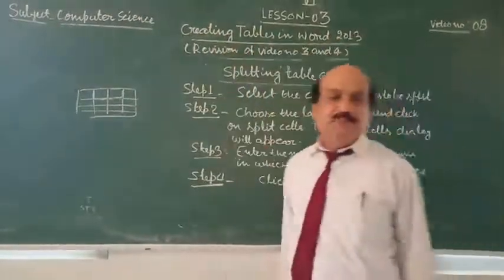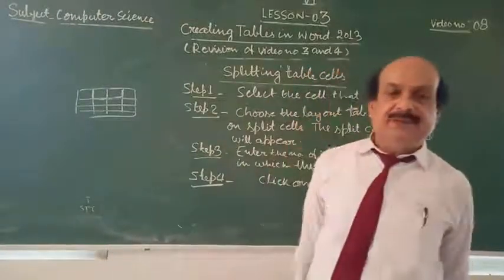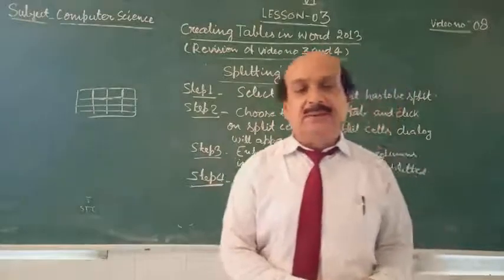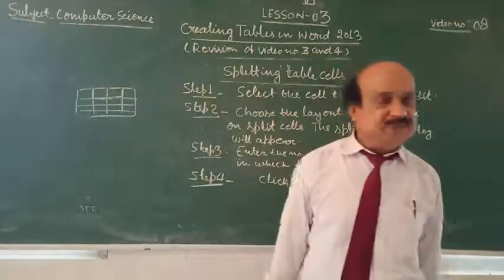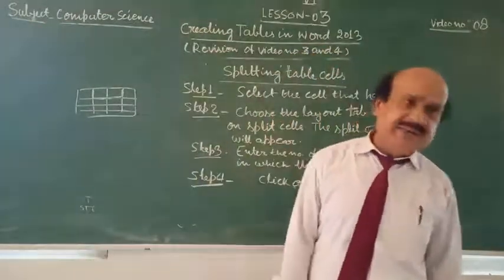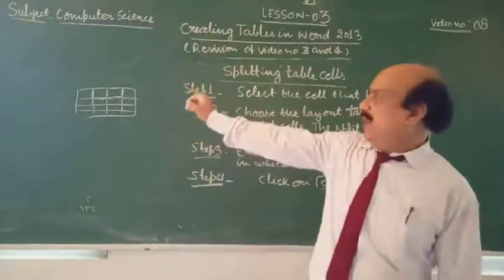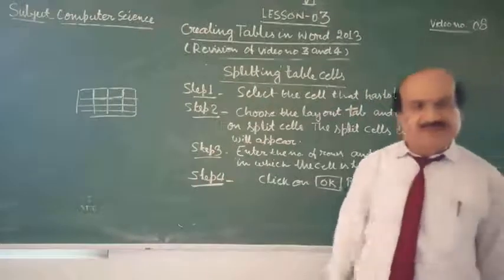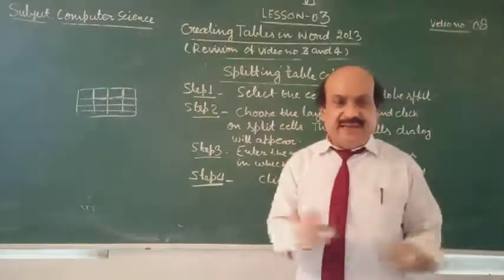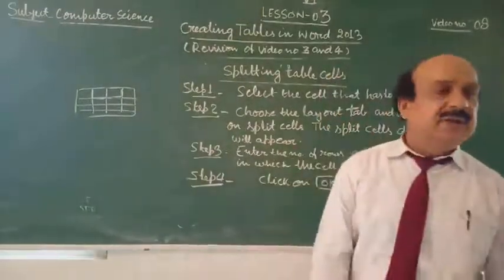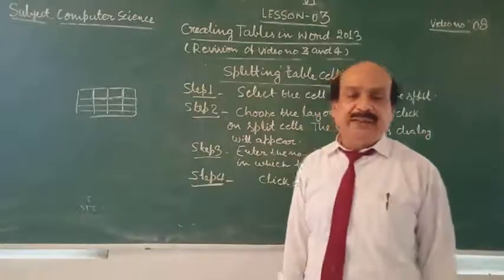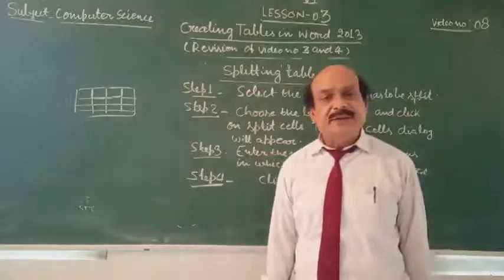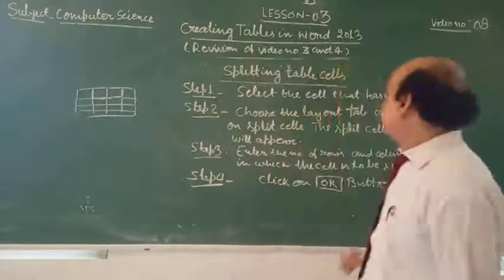See here again, we can split a cell into two or more cells to store multiple values in them. This is splitting. What steps will you take first? Step 1: select the cell that has to be split. First of all, you select the cell which has to be split. Then step 2: choose the layout tab and click on split cells.